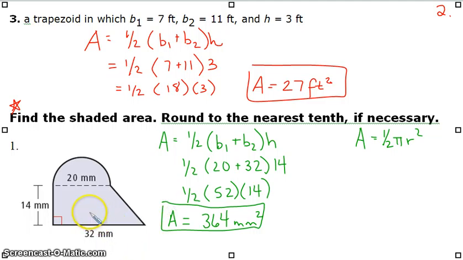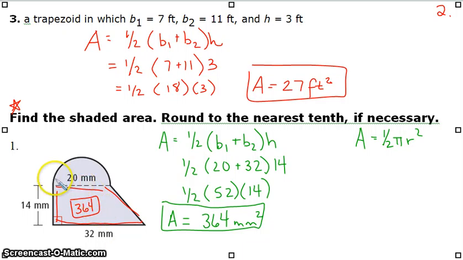And if you guys don't mind, I'm going to write that in here. 364. That's the area of this trapezoid. Okay. Kind of highlight that there. That's done. Okay, and let's go ahead and move on to the next shape here, which is the circle.